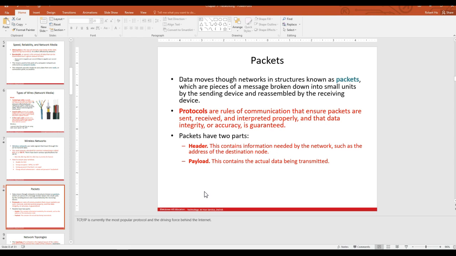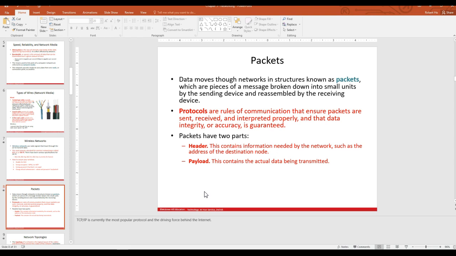What is a protocol? A protocol is a set of communication rules that ensure the packets are sent, received, and interpreted properly, so that data integrity or accuracy is guaranteed. Think of protocol like this. When we want to browse on the internet, we use TCP/IP as a protocol. For example, when you want to join my class, the protocol is you have to register through the admission office, pay the tuition, and then at my end, I have a roster of your name. So that is a protocol.